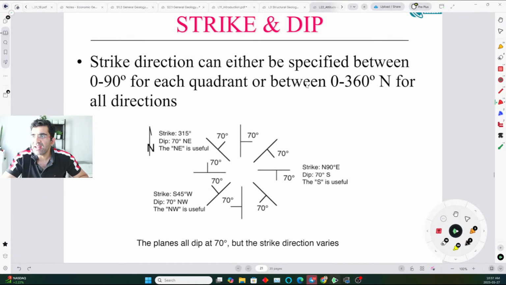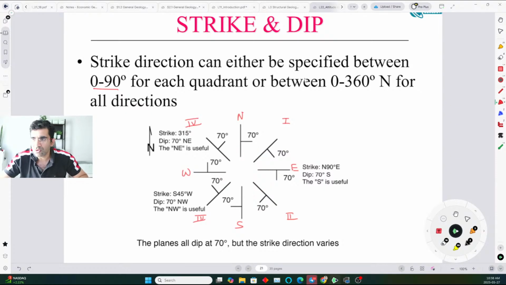Strike direction can either be specified between 0 to 90 degrees for each quadrant. Each quadrant means from north to east is one quadrant, from east to south is another quadrant, and south to west is another quadrant. So you can have 1, 2, 3 and 4 quadrants. Either you can say 0 to 90 degrees for each quadrant, or you can directly go from 0 to 360 degrees.